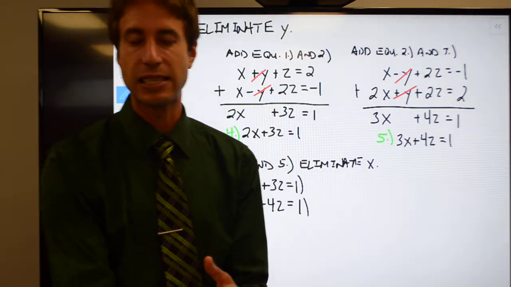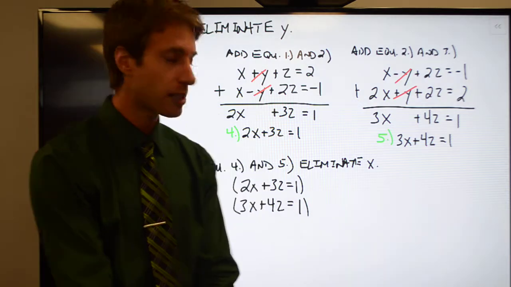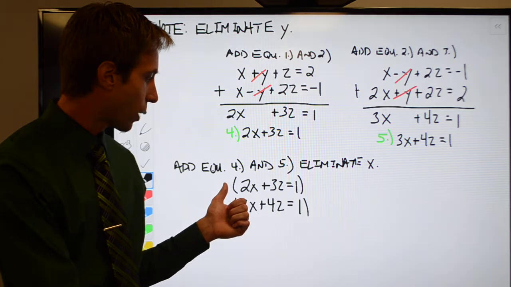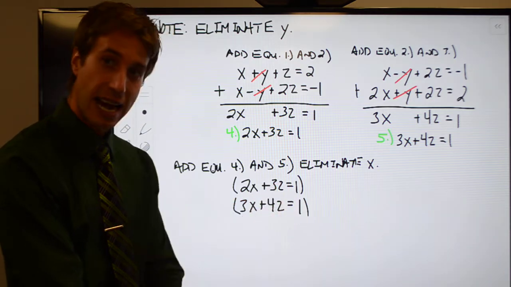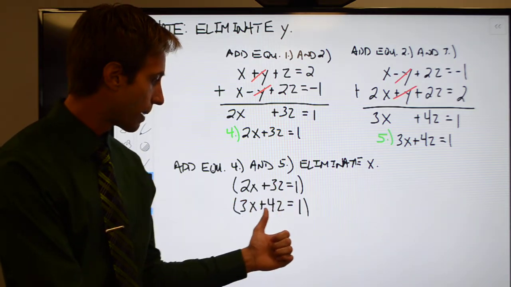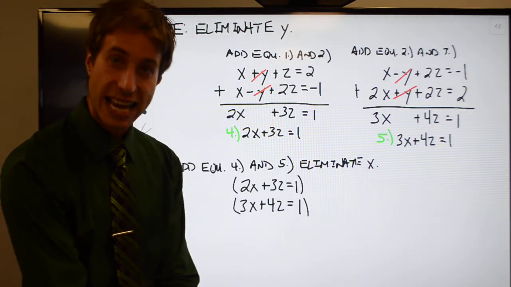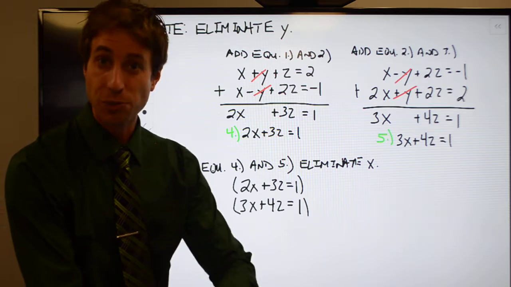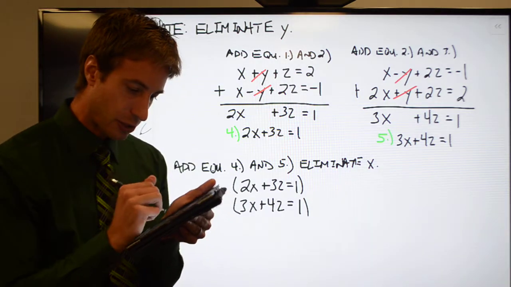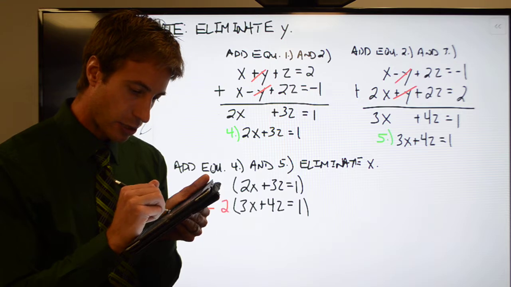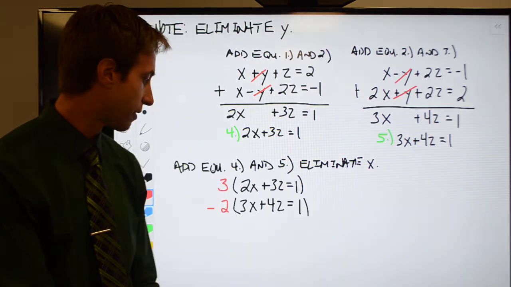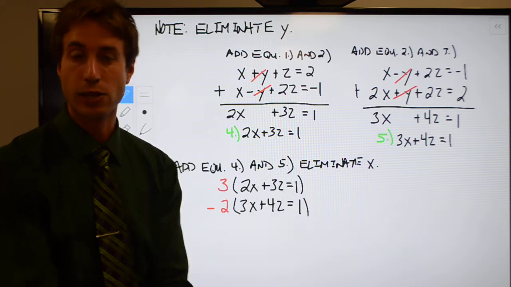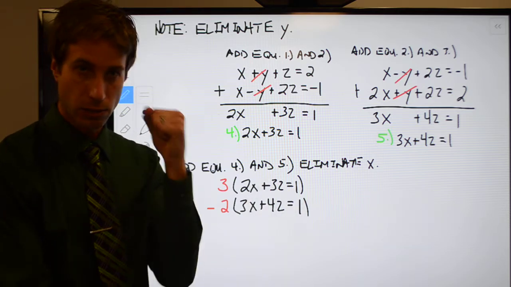But when I do my addition, I would like to get positive numbers if I can. Well, if I multiply this equation by 3, that's going to give me a 9 here. If I multiply this equation by 2, that's going to give me an 8. So which one do I want to be negative? I want the smaller number to be negative. So that means this is going to be the minus 2. That's going to be the positive 3, and hopefully when I do my addition, I'm going to wind up with positive numbers. Woohoo! Here we go.